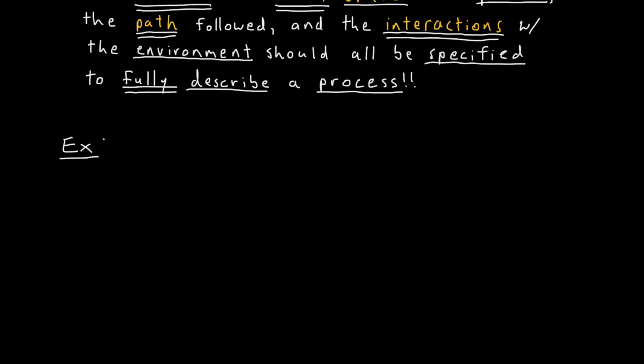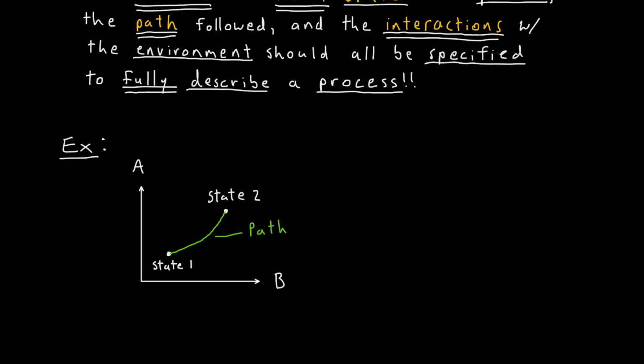And now just to help further visualize a path, let's say we have two properties A and B on the x and y axes of a graph. Somewhere here on the bottom left we have state 1, and on the top right we have state 2. For this process to go from state 1 to state 2, it's going to need to follow a path, which is represented here by this green curve that connects state 1 to state 2. Assuming that we know the interactions with the environment, since this graph includes state 1 and state 2, as well as the path, this is basically a graph of a process.